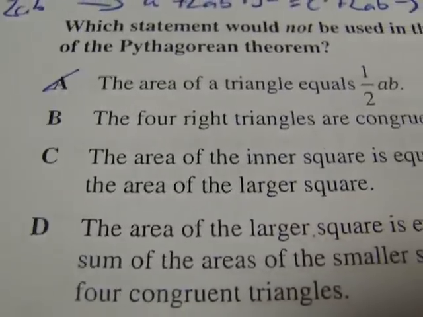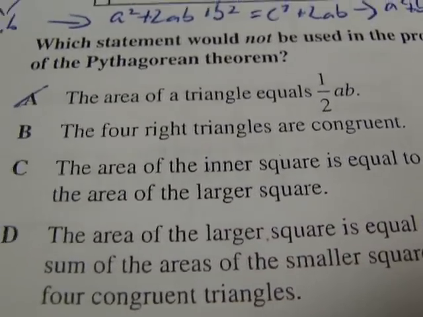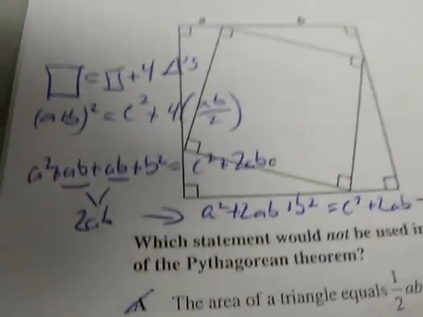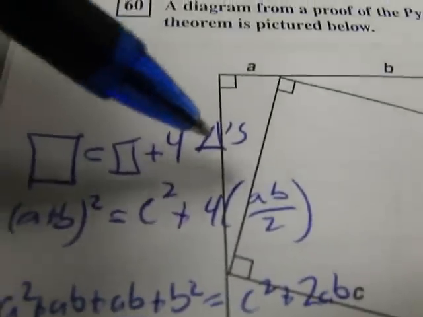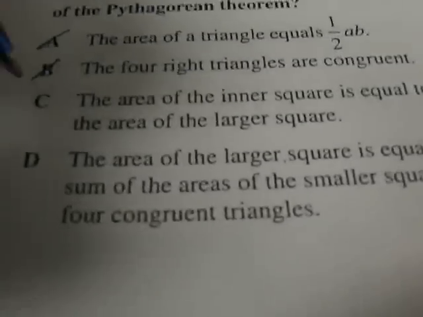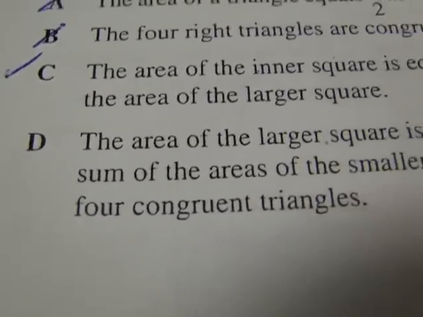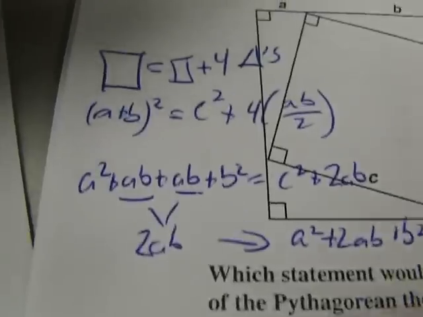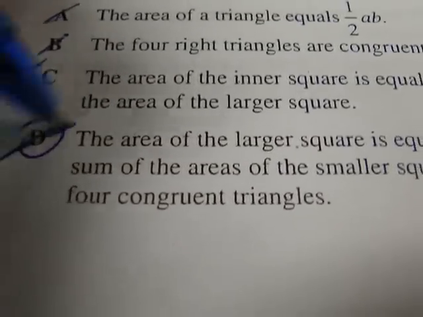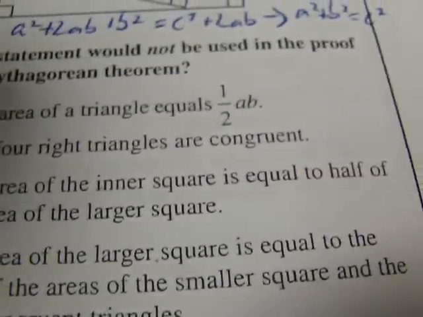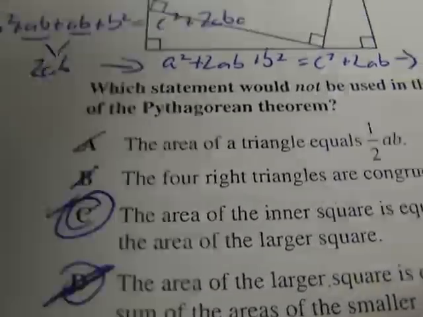Do we need to know that the area of the inner square is equal to half the area of the largest square? Well, it never exactly says that. It says that the area of the inner square plus the 4 triangles is equal to the area of the largest square, but it never says that this is half of this. So that sounds a little fishy. I'm going to hold that out there. And then D, the area of the largest square is equal to the sum of the areas of the smaller square and the 4 right triangles. Well, that is our starting statement. So that we definitely used. So the one we did not use was C, which says the area of the inner square is equal to half the area of the largest square. We did not use that.